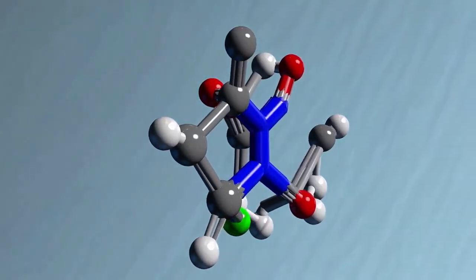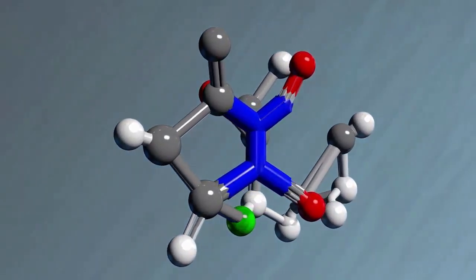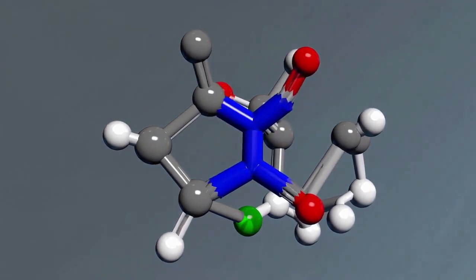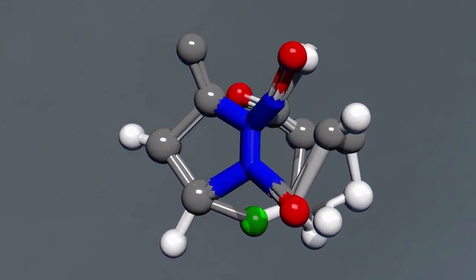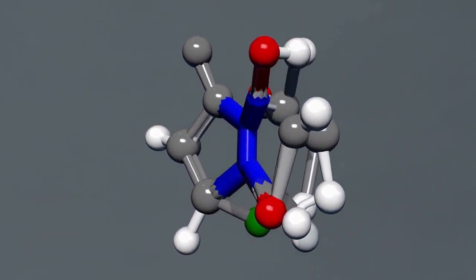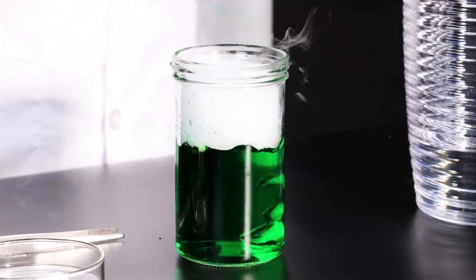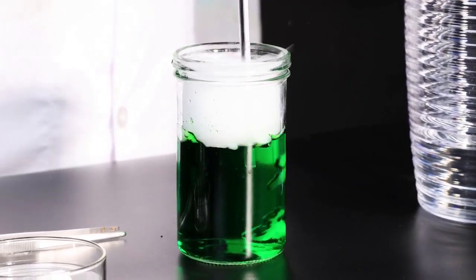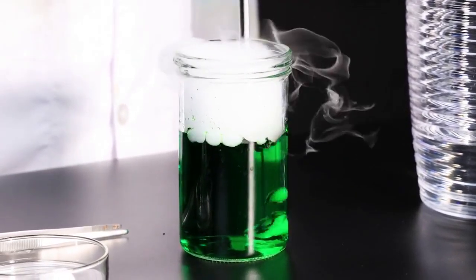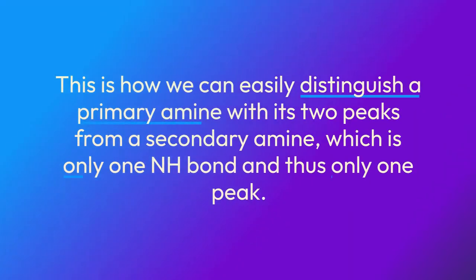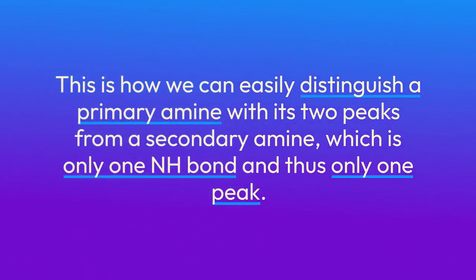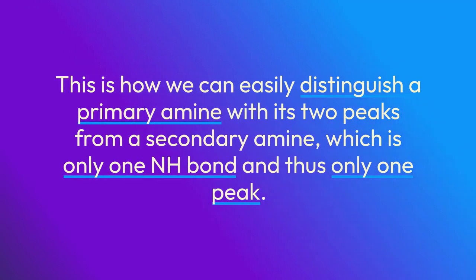Another great example is a primary amine, which has an NH2 group. The two NH bonds are attached to the same nitrogen atom and have similar frequencies. They couple to produce two absorption bands, one symmetric and one asymmetric, in the NH stretching region. This is how we can easily distinguish a primary amine with its two peaks from a secondary amine, which has only one NH bond and thus only one peak.